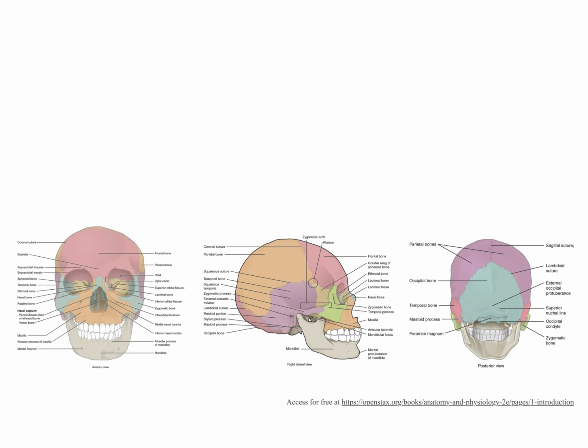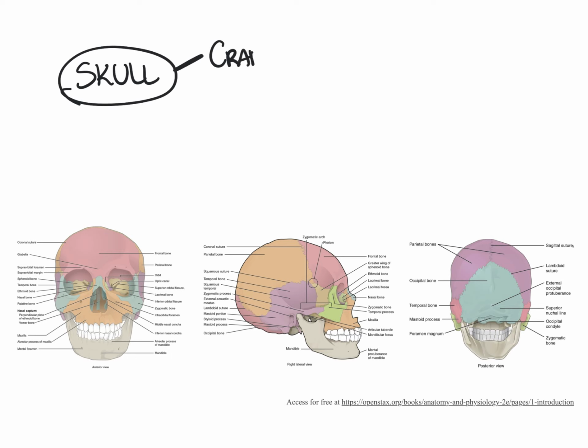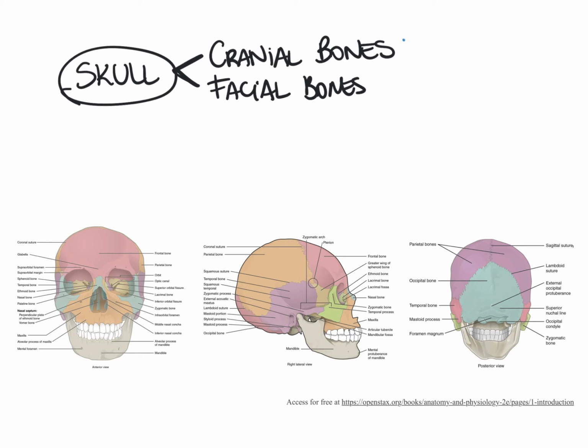Let's start by looking at the bones in our skull. Making up our skull, we have the bones that form our cranial cavity, and those are called cranial bones. The cranial bones are the ones that will encase our brain. And we also have, making up the skull, bones that are in our face, and obviously, those were named facial bones. We have 8 cranial bones and 14 facial bones.